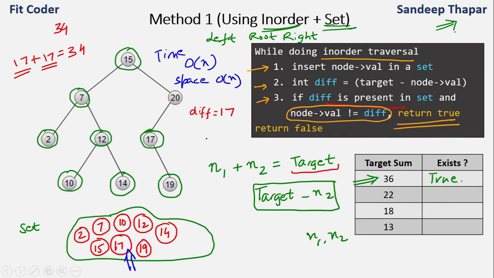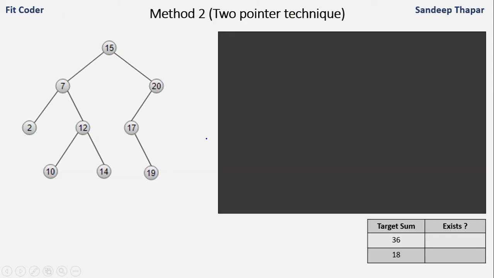Now we have another method which is slightly more efficient in terms of space complexity. Let's have a look at the second method. The second method uses a technique which is known as the two-pointer technique. The two-pointer technique is mostly used when the data is sorted.